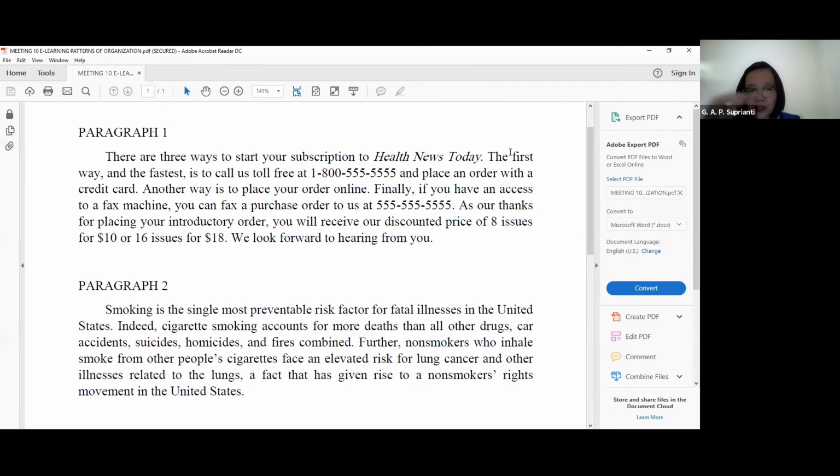Okay. So you have to identify 3 ways. Okay, the first, by calling, and then another way is to order online, and finally to use a fax machine. So yeah, it's true. We have 3 ways: listing, and the order of the information can be changed. Good. Now, next paragraph.